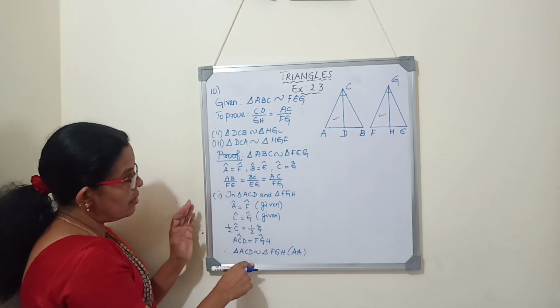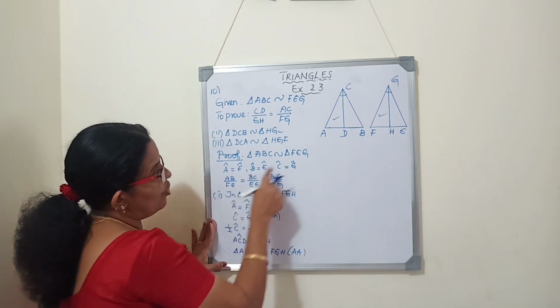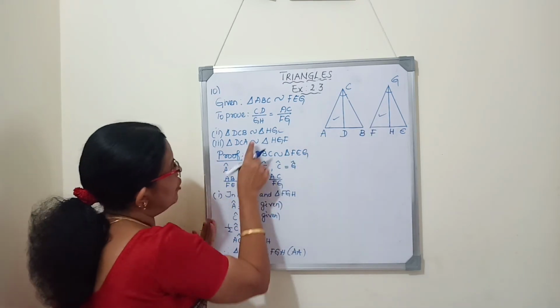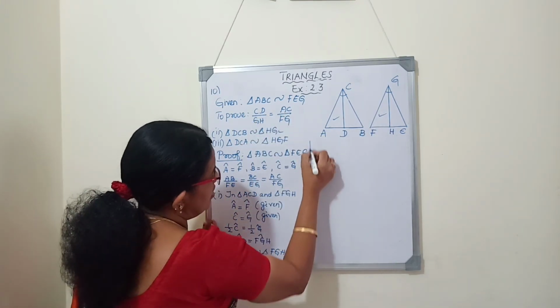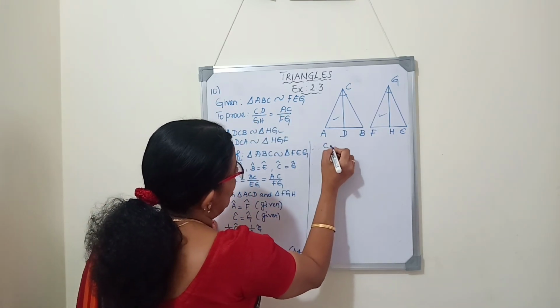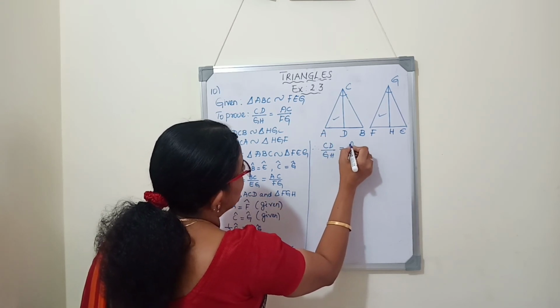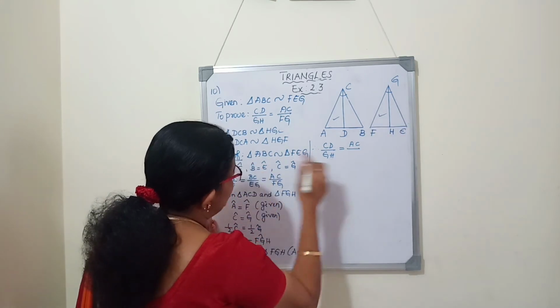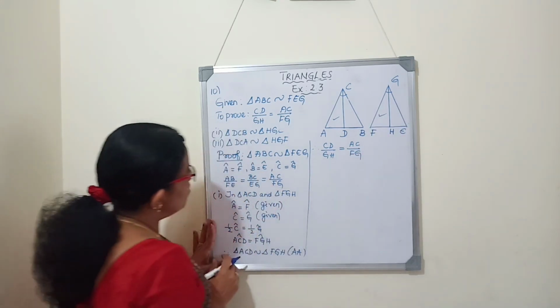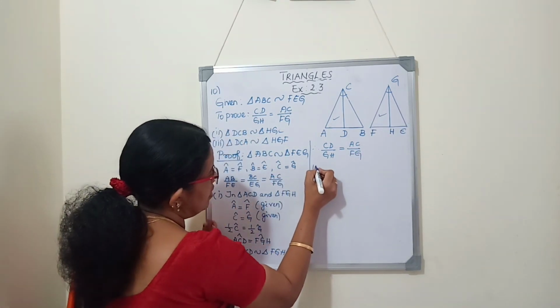So if the triangles are similar, we can write the ratio. We can write all three sides' ratios, but we want only two sides, so we will write only those two. Therefore, CD by GH is equal to AC by FG. So the first part we complete. Now we will consider the second case.